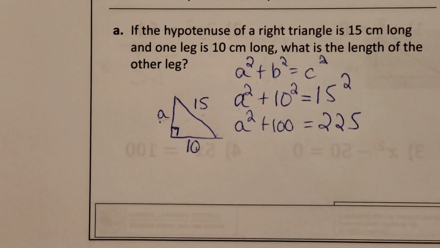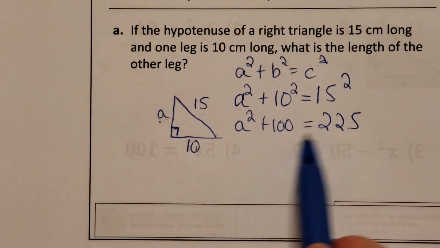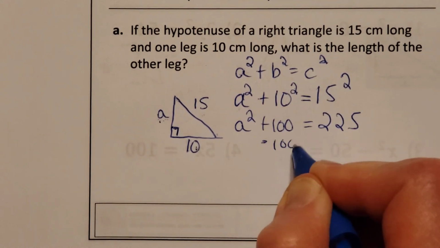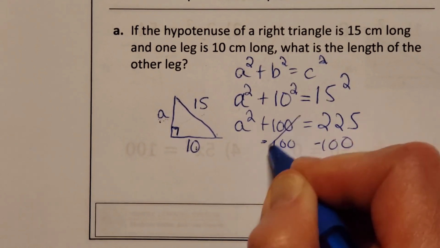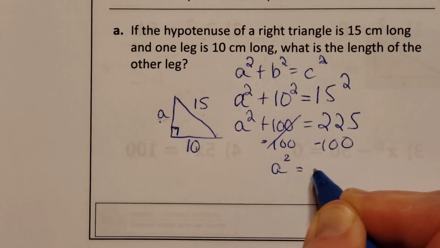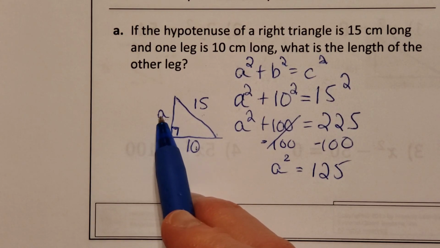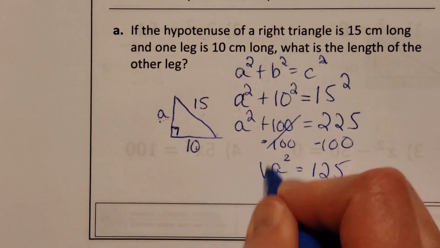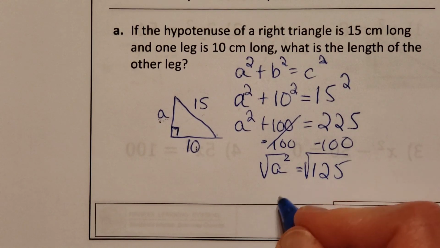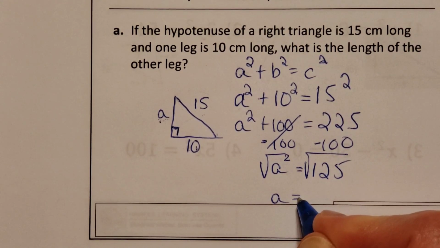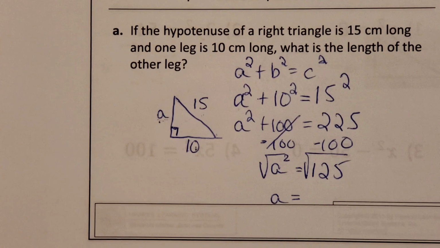All right, so how do I find out what a is? Well, I want to get rid of plus 100. So I'm going to subtract 100 from both sides. So it tells me that a squared is 125. It doesn't tell me that a is 125. That wouldn't make sense. But the square root of a squared, or a, is the square root of 125. Well, the square root of 125 is 25, I'm pretty sure. I'm going to stick it in my calculator just to make sure. No, I'm wrong. It's 5 square roots of 5.